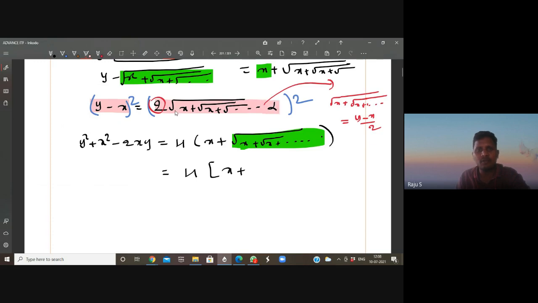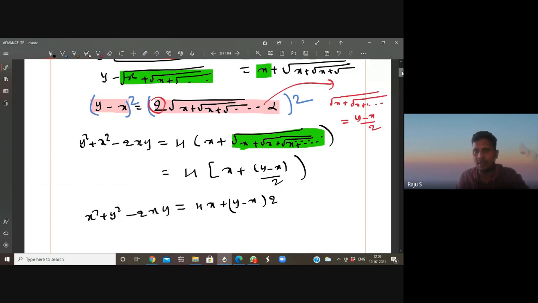I require only the square root. I want to completely eliminate the square root of x plus square root of x. So instead of this, we can substitute y minus x by 2. Is it clear? The value of this infinite series I replaced. Then this is equal to 4 multiplied by x plus y minus x into 2. So x square plus y square minus 2xy is equal to this value. So take all values to one side.